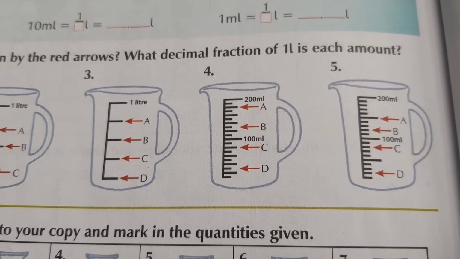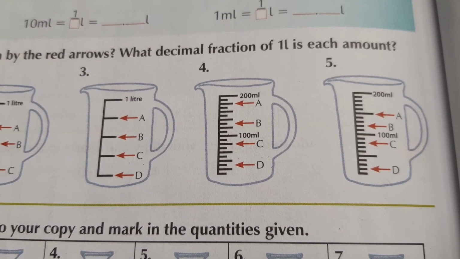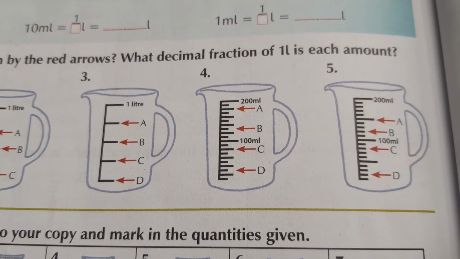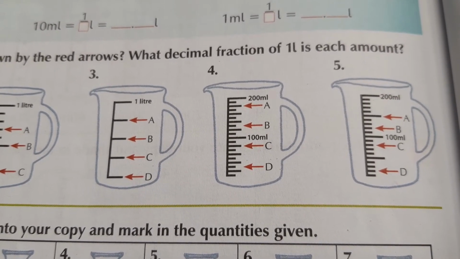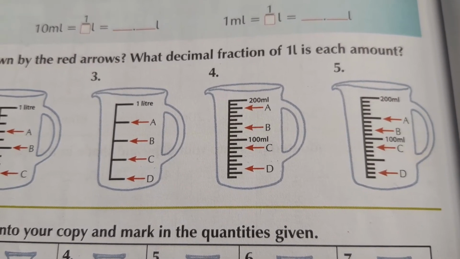B is 120 mils, 0.12 L. C is 80 mils, 0.08 L. And D is 20 mils, 0.02 L.